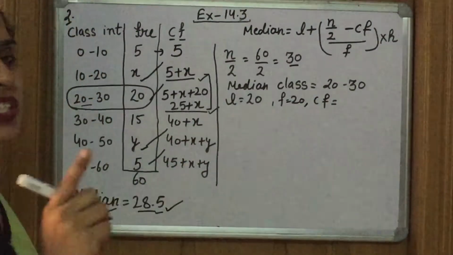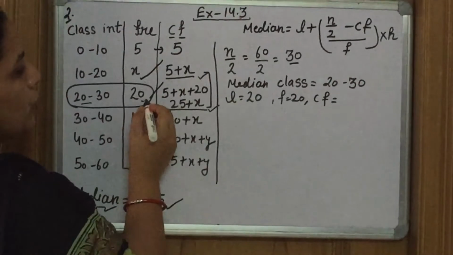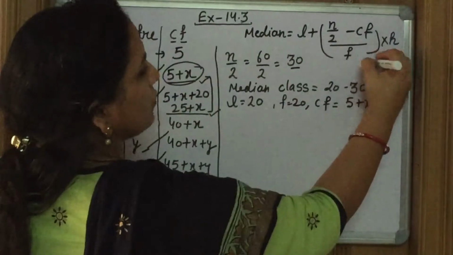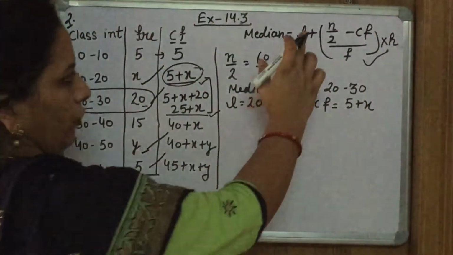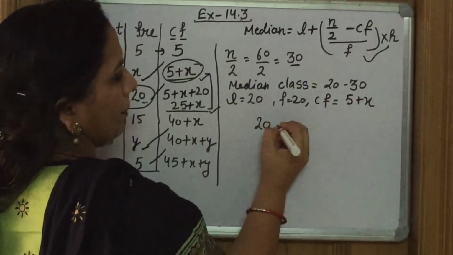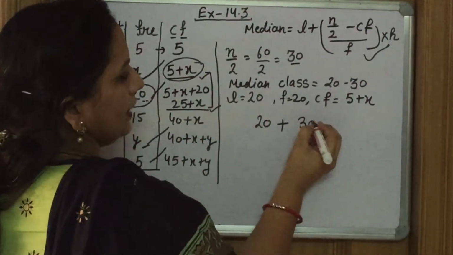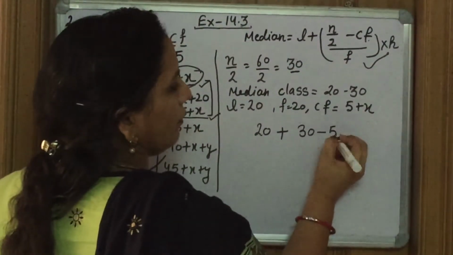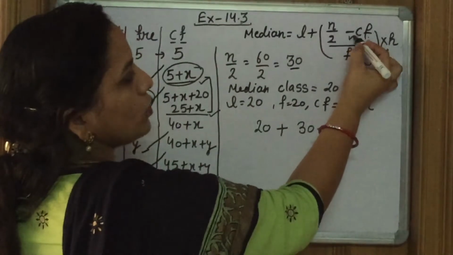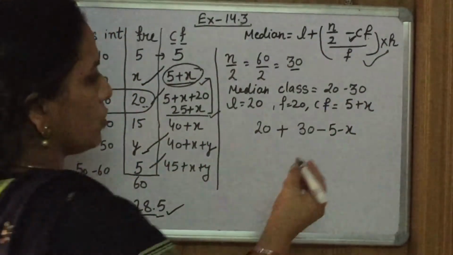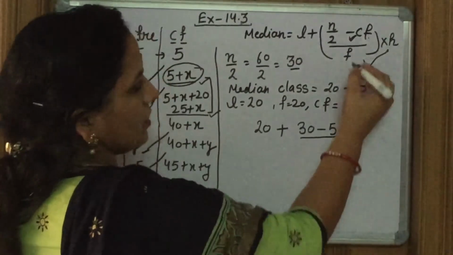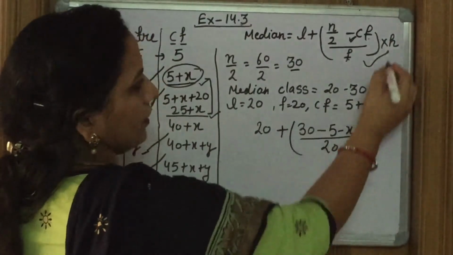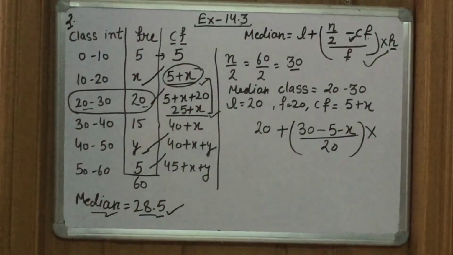is the preceding term of 20, that is 5 plus x. Now put all the values in this formula. The value of L is 20 plus n by 2, this is 30, minus CF, 5 plus x. So we will write here 5 minus x, because outside we have a negative sign, so in the bracket the sign will be changed. Value of F is 20. Value of h, height, is 10.